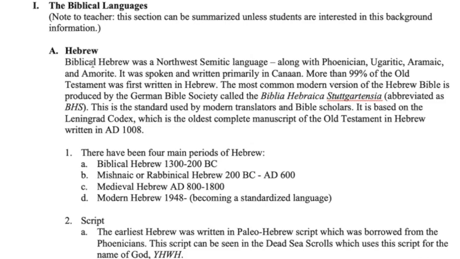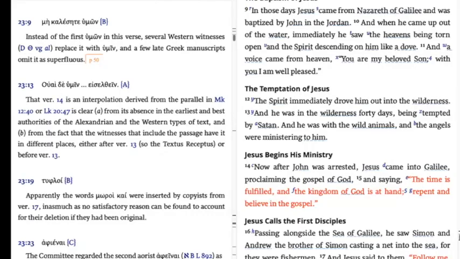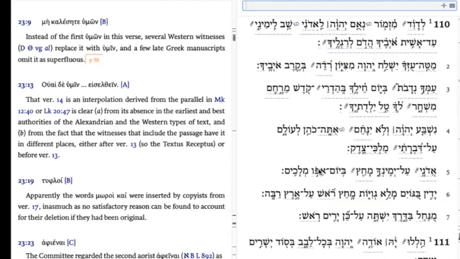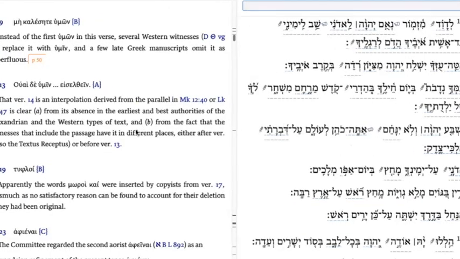And so if you'd like to see what it looks like, I can show you. Let me bring up another, I'll share a different program with you, my Logos software. So BHS right here. I don't know if you can see that very well.